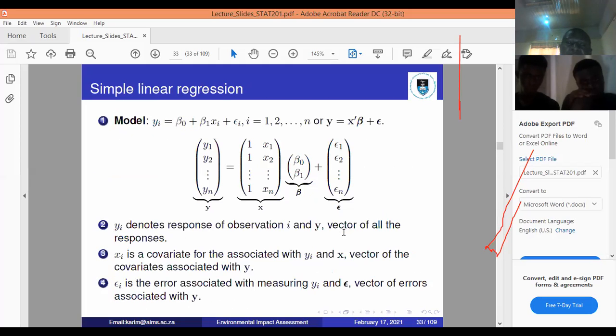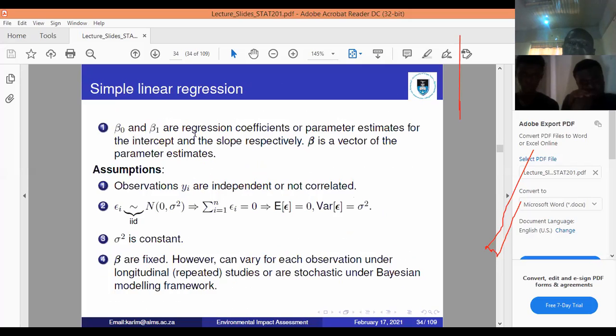You see here, we mentioned that the Y is the response, and that this Y should be normally distributed. Here we are saying that these are the parameter coefficients and they are fixed. We are saying the residuals are normally distributed with mean zero and constant variance. The data Y also has a normal distribution.